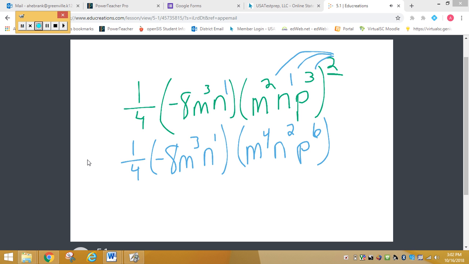Now I'm going to multiply my numbers. 1/4 times negative 8, that gives me negative 2. And my letters are multiplying, and if you remember your rules, if they're multiplying, you add. So your m's, 3 plus 4 is 7. Your n's, 1 plus 2 is 3. And there's no p in that first parenthesis, so I'm just going to bring down my p to the 6.